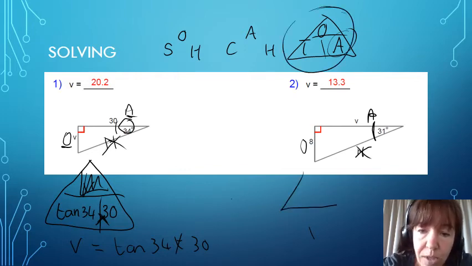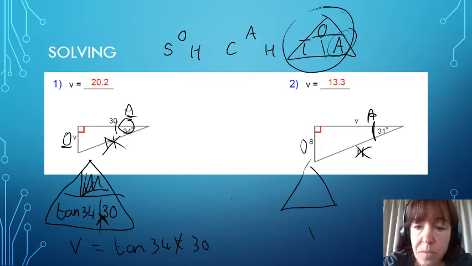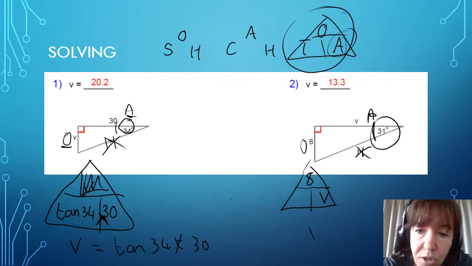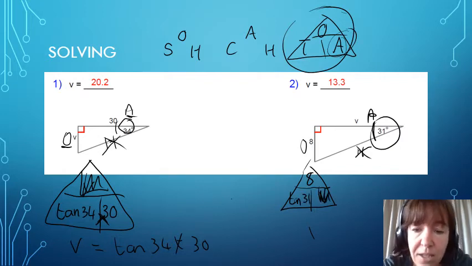So draw in my triangle here. I'm still trying to find V, but this time V is my adjacent. It's over there, that's where my A is. And opposite is 8, so it's going to be 8 at the top there. And my angle this time is 31. So again, it's still tan because it's still opposite and adjacent, but this time it's 31. That's the one I'm trying to find, so I'm going to write V equals, and I'm left with 8 over tan of 31.